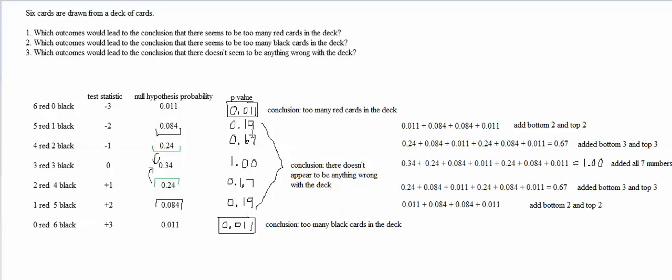And all of these in the middle that have p-values above 0.05, all of those outcomes are less unusual. I mean, they're closer to just being balanced between red and black. They're not as extreme or unusual. So all of these lead to the conclusion that there doesn't seem to be anything wrong with the deck. And all that really matters is whether the P is under 0.05.